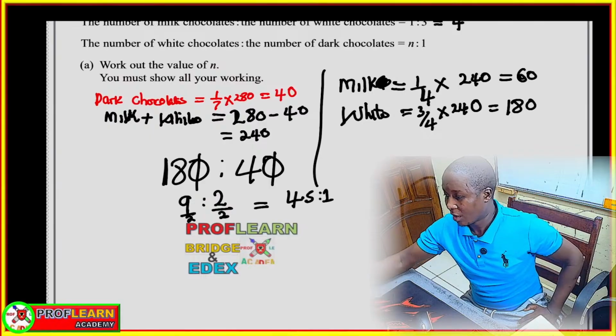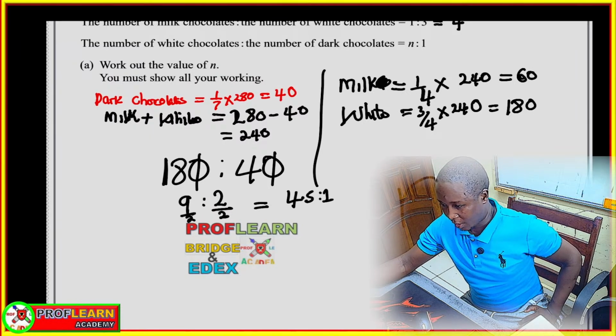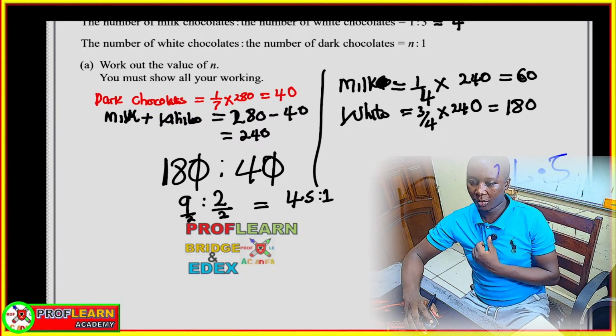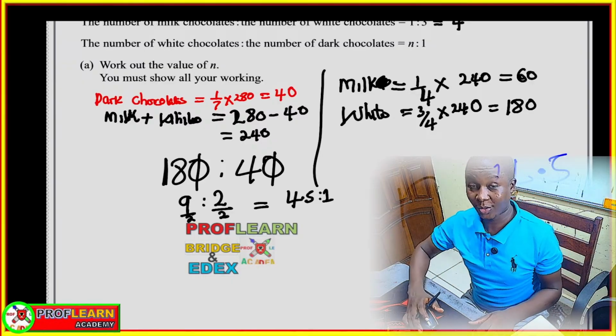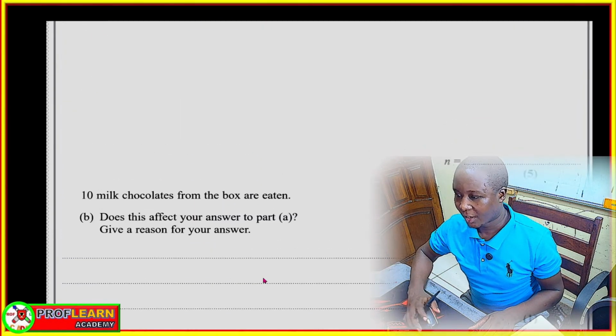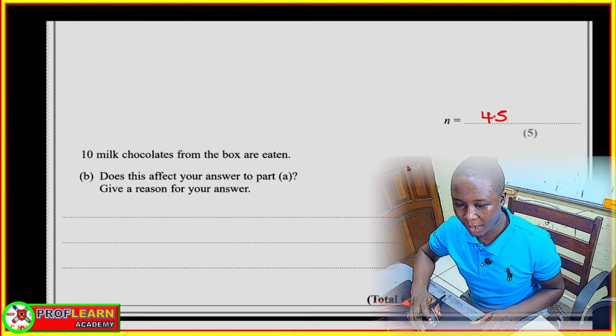So I ask you to write this in the comment section so that I can see if you know the value of n. And in this case, the value of n is 4.5. So we are supposed to say here n is basically 4.5, and that's what you are supposed to do at that point. So we can transfer it down here so that the examiner can be happy. This is just meant to make the examiner happy.